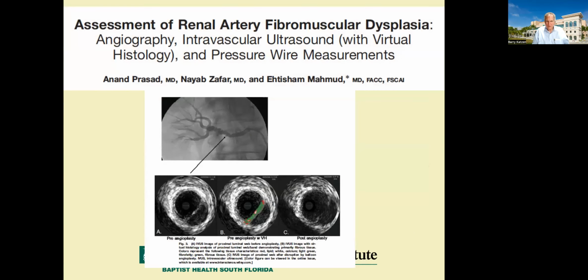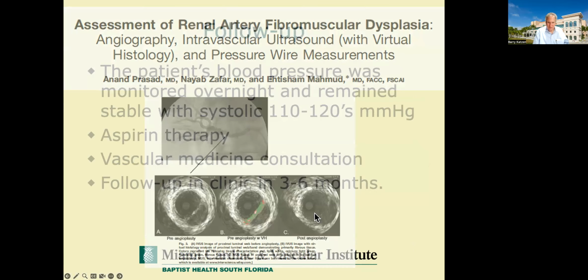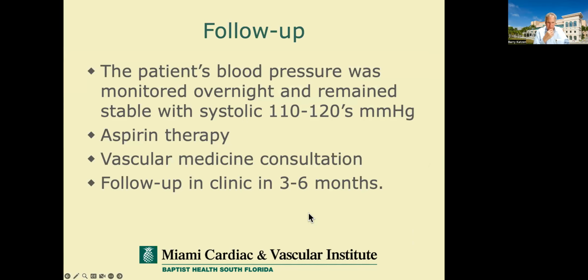I mentioned intravascular ultrasound. It's very helpful in atherosclerotic lesions. It's somewhat helpful, and this is a beautiful demonstration of one of these webs. And this is a cross section of an artery, and this is what it looks like after the angioplasty, where you see that web is now discontinuous. Follow-up on the patient I showed you is blood pressure became stable with a blood pressure of 110 to 120. A vascular medicine consultation was conducted, and the patient was going to be seen in 3 to 6 months.